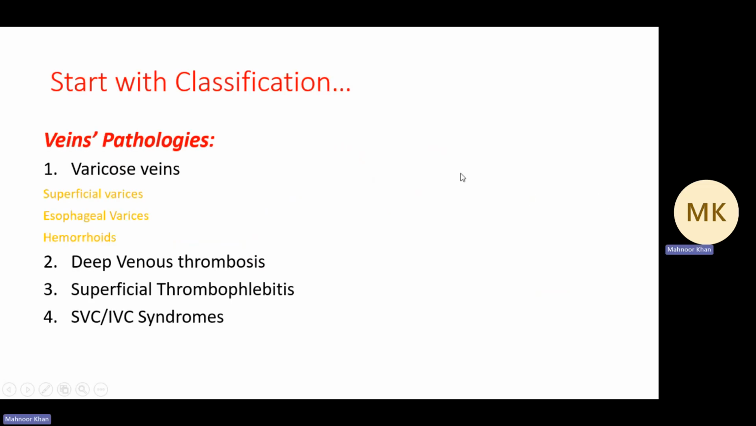So basically, like every question, we start with the classification. Here in the case, we start with the venous pathologies. The four main venous pathologies are varicose veins, also called varices, deep vein thrombosis, superficial thrombophlebitis, and SVC and IVC syndromes, which are superior vena cava and inferior vena cava syndromes. The biggest pathology here are the varicose veins, which are further divided into superficial varices, esophageal varices, and hemorrhoids.